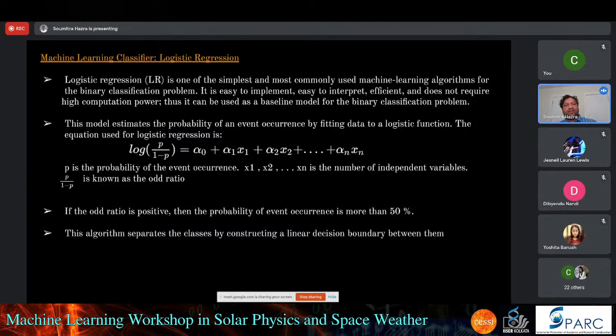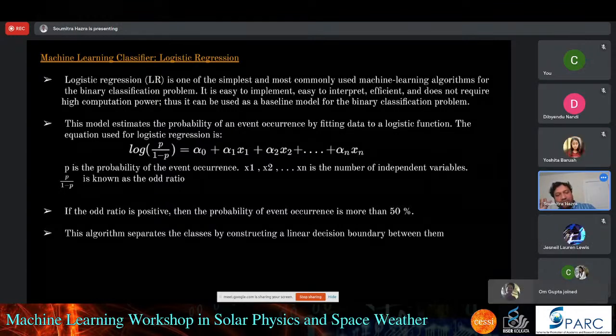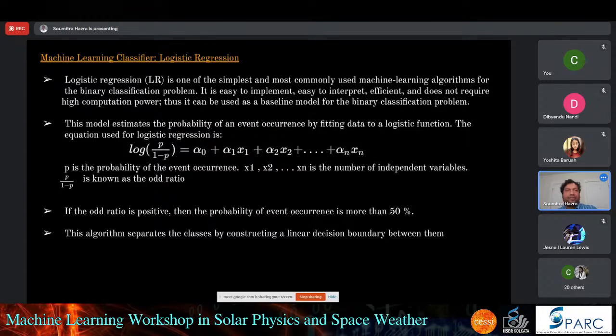In that classifier, what happens? You have defined inputs like x1, x2, and xn. Then you just have to fit a logistic function to this data. And this function is log of p by 1 minus p, where p is the probability of event occurrence. And if this term is positive, then the probability is more than 50%. And you can say, okay, this instance is positive. And this algorithm actually separates the classes by constructing a linear decision boundary.